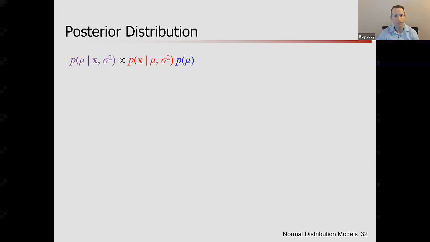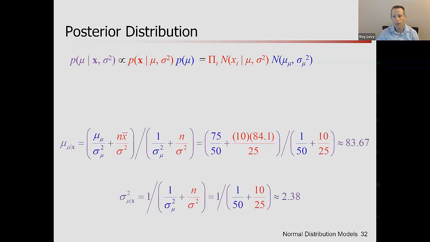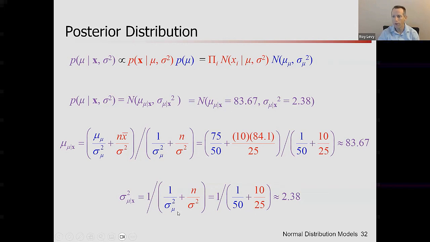So let's do Bayes inference. Posterior distribution, let's see, we've got a normal distribution for data and a normal prior for the unknown mean. Just filling in the formulas, our posterior distribution is a normal distribution with some mean and variance. Here's the formula for the variance. It says 1 divided by the prior variance, that's 1 divided by 50, plus sample size divided by the variance of the data, that's 10 divided by 25. Rounding to 2 decimal places, that's 2.38.